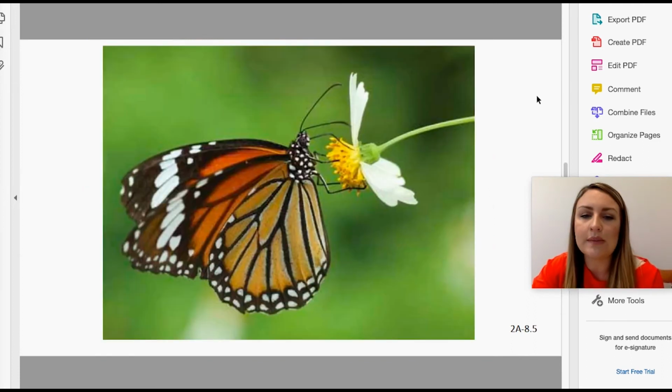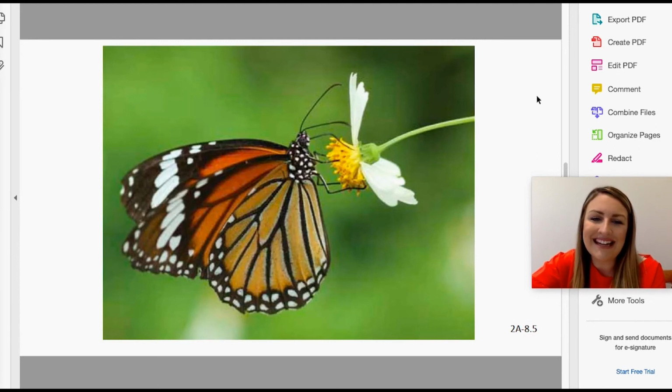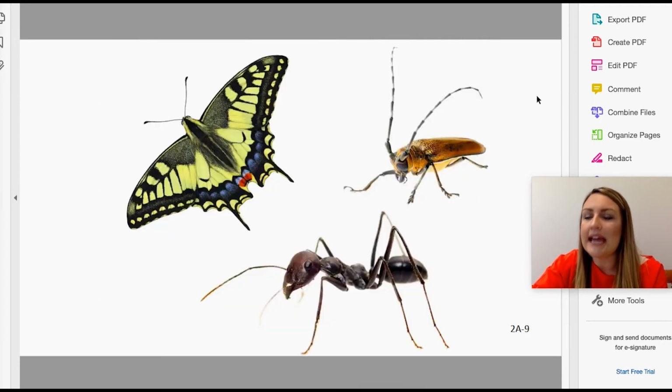Let's look at this picture. Look closely. Can you see the monarch butterfly's mouth parts? It's working like a straw to suck nectar from this flower. There it is. Can you see it? All right, so now that you've seen an insect's eyes and mouth, what else do you think would be on the head of an insect?